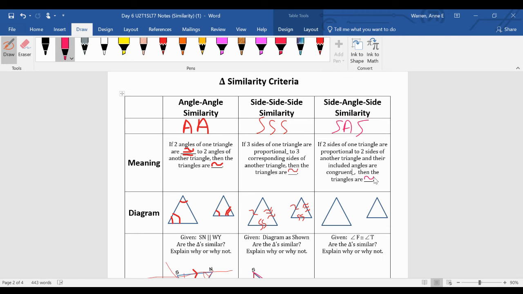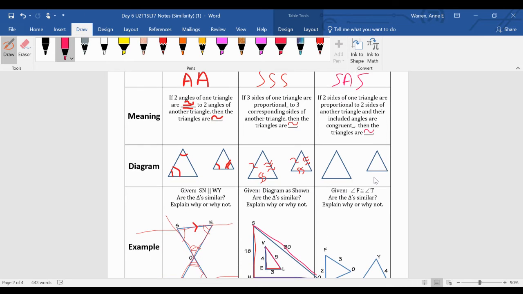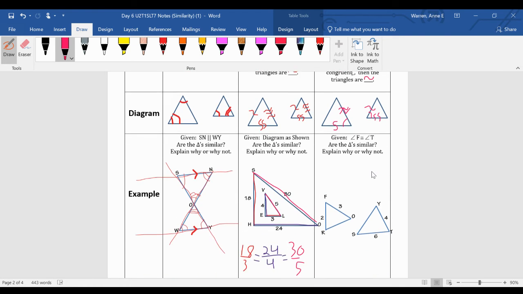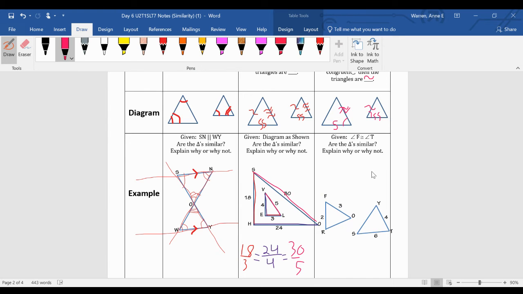So looking at this, we're talking about positioning being the same with side angle side as what we would have seen with congruence. It has to be an angle between the 2 sides in order for this to work. So let's say this side and this side are proportional. This side and this side. The angle that has to be congruent in order for me to prove similarity is this angle right here. And that would give me side angle side.